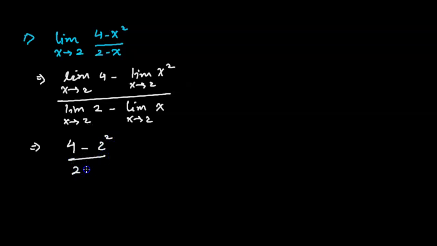This is a constant, goes as is. This one is a substitution. So this would give us 4 minus 4 over 2 minus 2. That is a 0 over 0 limit. 0 over 0 is what is called an indeterminate limit.